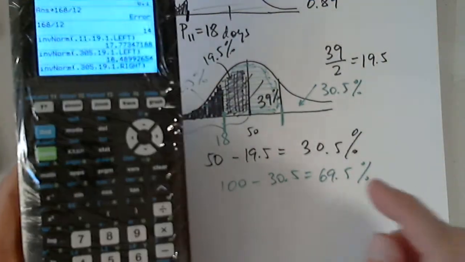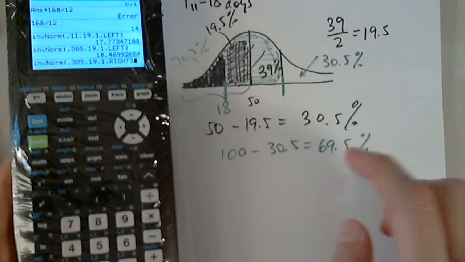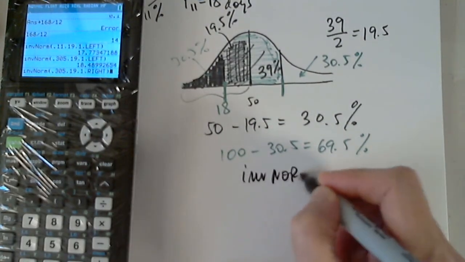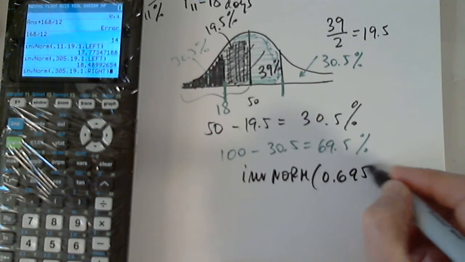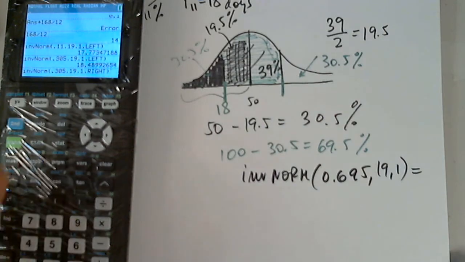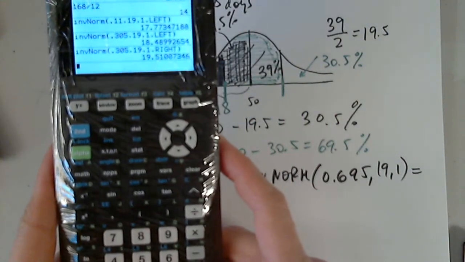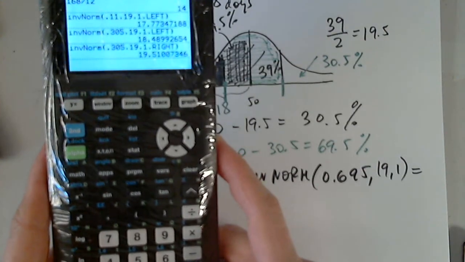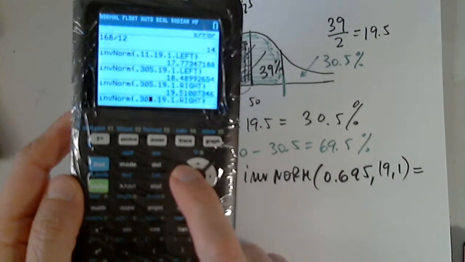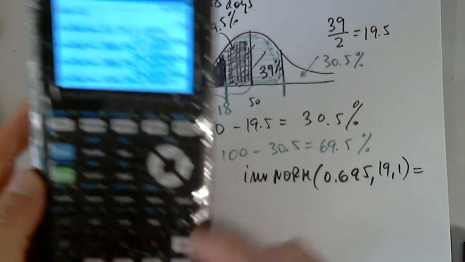Okay, so with the older versions, you have to enter this to the left, 0.695, like this, inv norm, 0.695, comma 19, comma 1, and enter. And I'm checking whether this is what the calculator is doing, as I said. So it gives us 19, so I don't trust it. I will put 695 and 19 and 1.